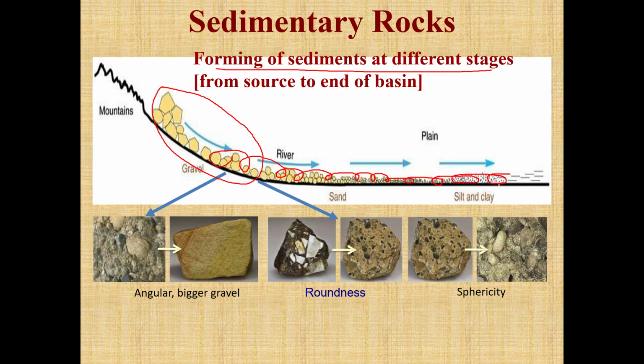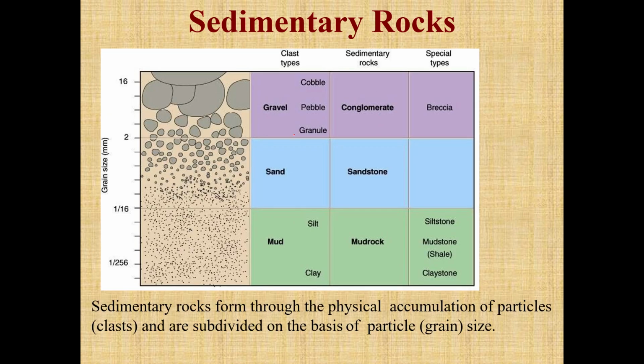And when it is silt or clay, very fine grains, their spacing will be less and they'll be very fine. So this part will be much thinner in surface area, whereas it will be thicker in surface area with bigger gravels, and here will be very fine silt or clay. Now, according to their size of the grains and physical accumulation, they are subdivided on the basis of particle size.